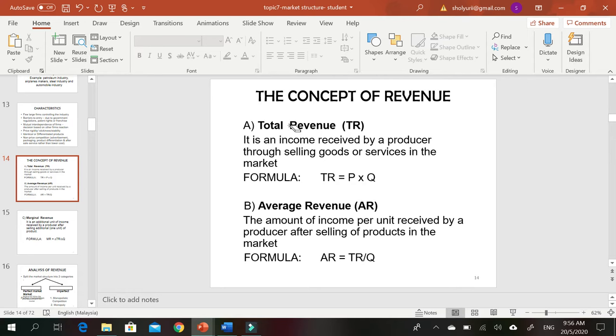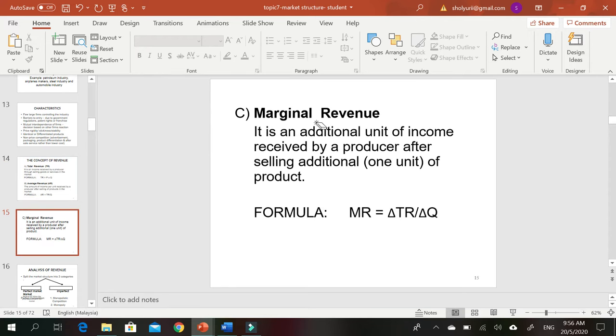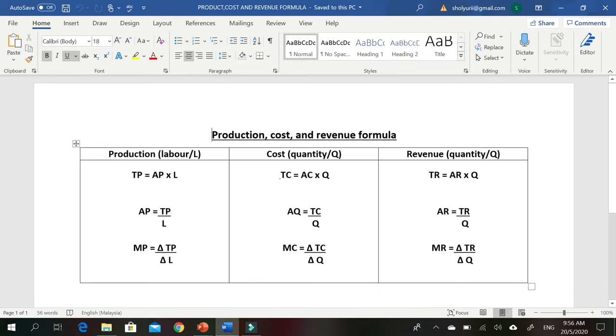Okay, so there are three concepts in revenue, which are total revenue, average revenue, and also marginal revenue. This is so familiar, right? Like we learned before in production and cost, there are three main concepts. For production, we have total product, average product, marginal product. For cost, the core ones are total cost, average cost, and lastly marginal cost. Of course, for cost there are many more, which are total fixed cost, total variable cost. For average cost there are also average fixed cost, average variable cost. That one is overall cost for the short run, 7 altogether. Okay, the most important are total cost, average cost, marginal cost.